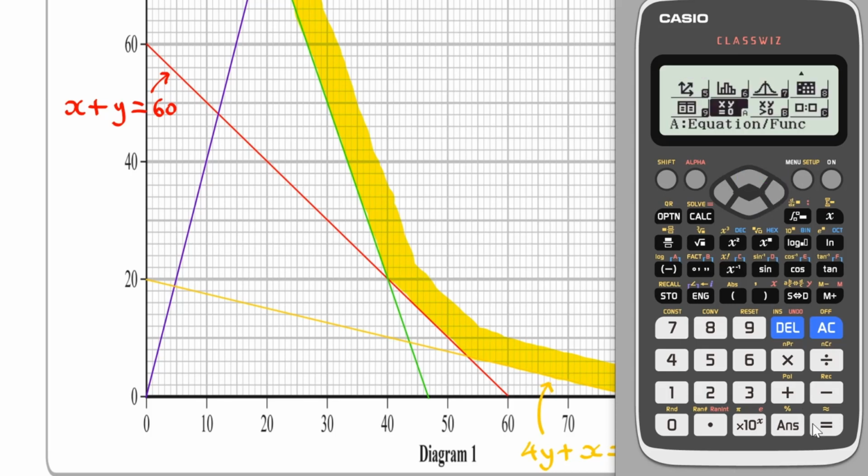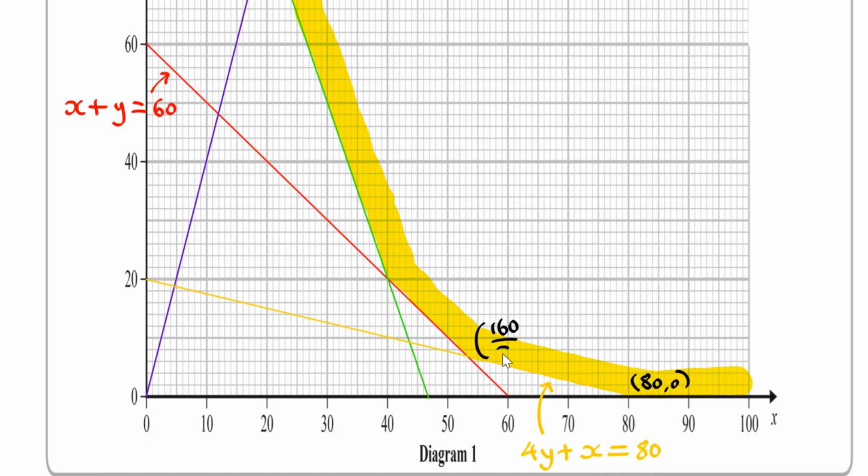It'll be quicker on the calculator. So we have a simultaneous equation. We have x plus y equals 60, solving that simultaneously with 4y plus x equals 80. We see here we have an intersection point of 160 over 3 and 20 over 3.